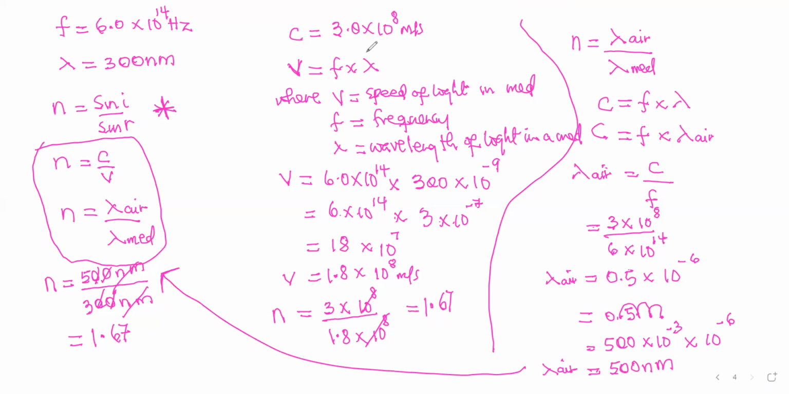And who was able to get 1.67? Who had 1.67? None of you was able to get 1.67.